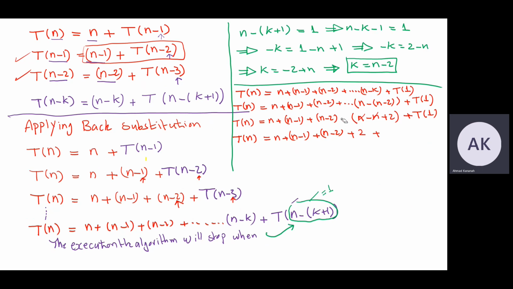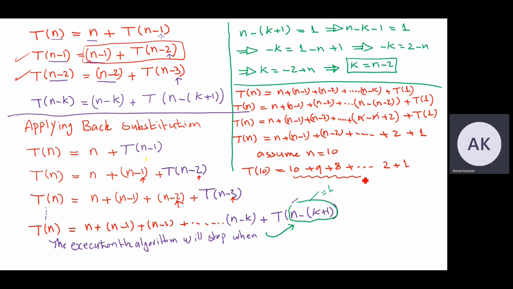Sorry, I forgot to write for you, plus n minus 2 plus dots plus, so here n minus 2, plus dots plus 2 plus 1. Now assume n equals 10. So T of 10 equals 10 plus 9 plus 8 plus until we reach 2 plus 1.